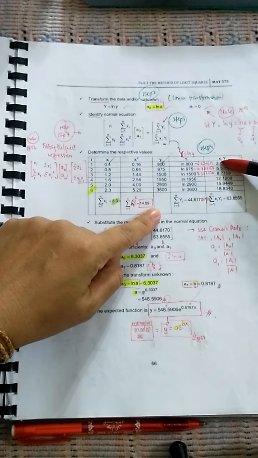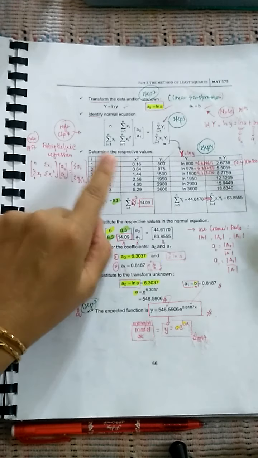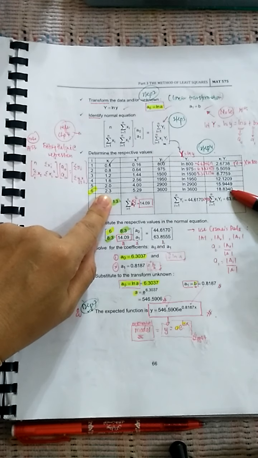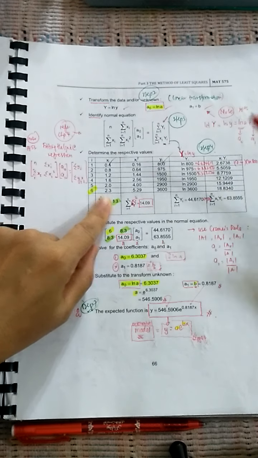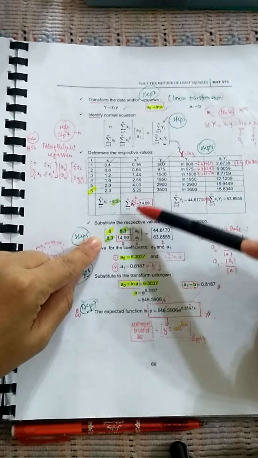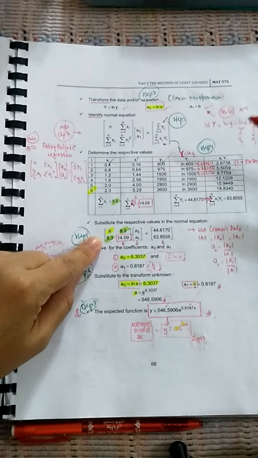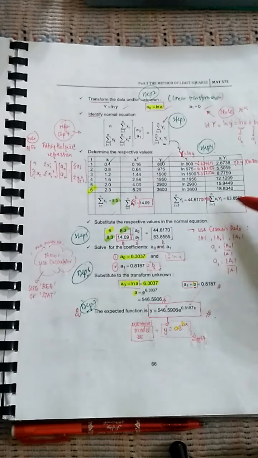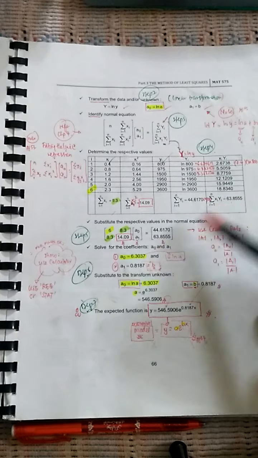So next is your xi times capital Yi. Take the first column and multiply it with this one. So you should end up with this. Then like before, in chapter 4, you just sum it up for every column and put them in the relevant places. Okay, so you have 44, 63.